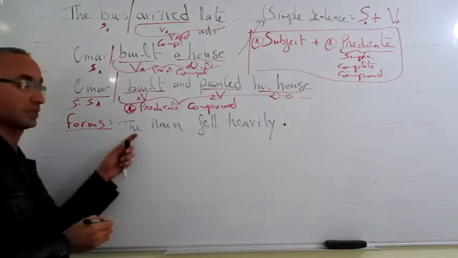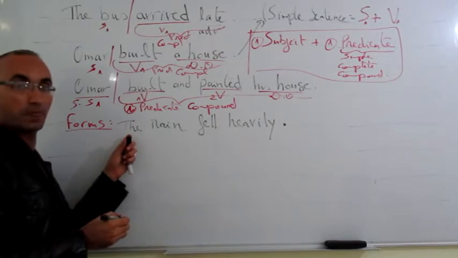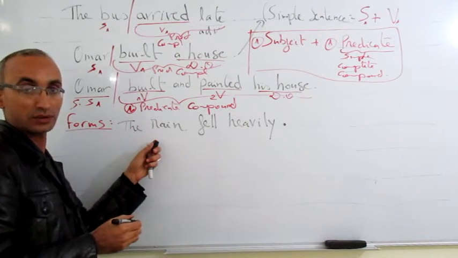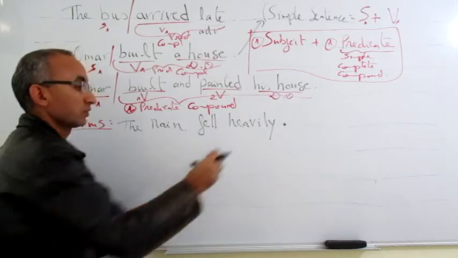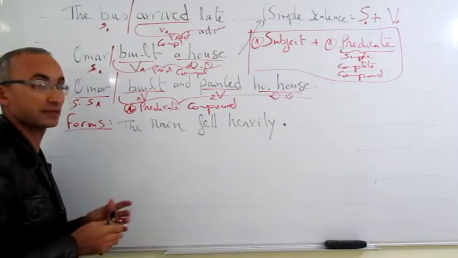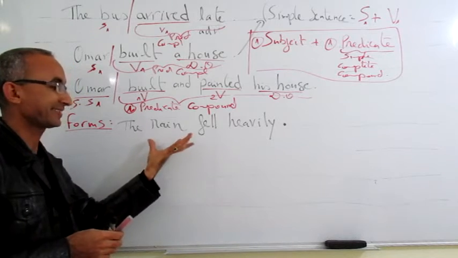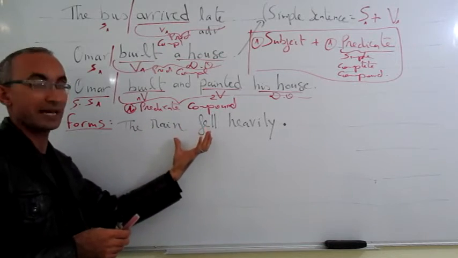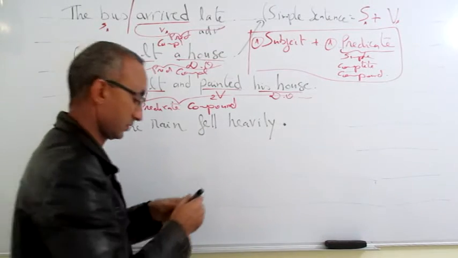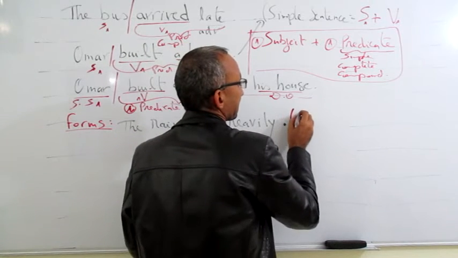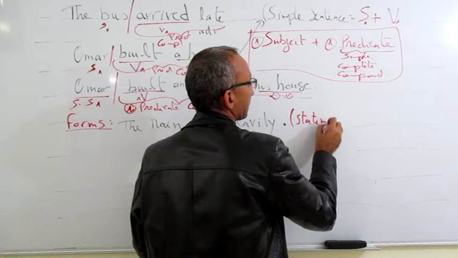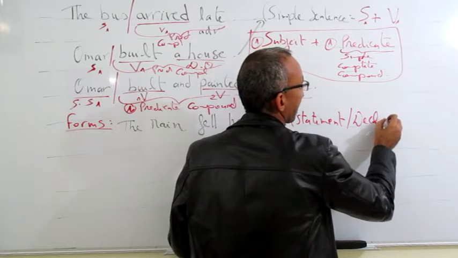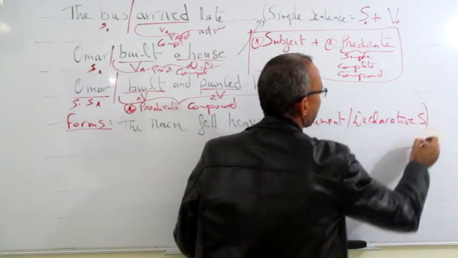Full stop. John did his homework. Full stop. They went on a journey. Full stop. So this structure, which ends in a full stop and states or gives us some information about the subject or the action, is called a statement, or it is also called a declarative sentence.